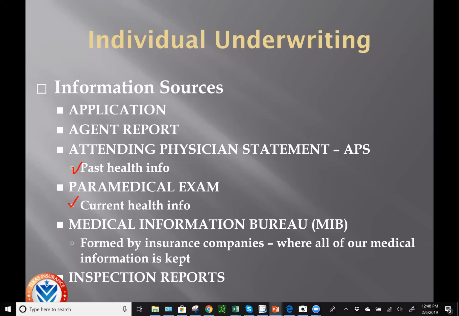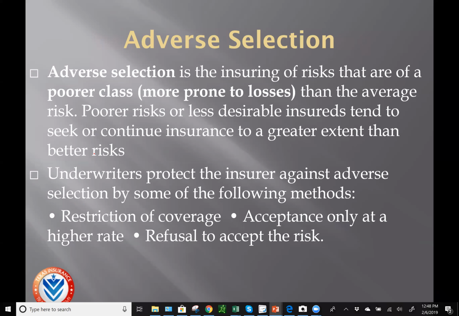Now, you might be thinking fraud at this point, but I have two new words for your insurance vocabulary. And those words are adverse selection. So adverse selection, my definition is sick people trying to commit fraud. Adverse selection is the insuring of risks that are of a poorer class or more prone to loss than the average risk. Because poorer risk or less desirable insureds tend to seek out and continue insurance coverage to a greater extent than better risk. So insurance companies got together and formed the MIB to help prevent adverse selection.